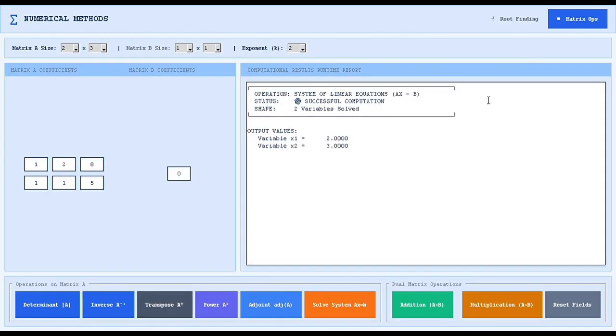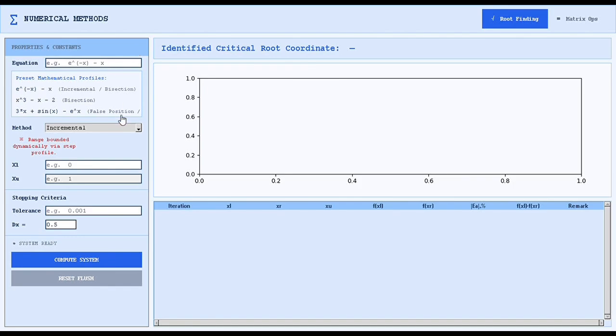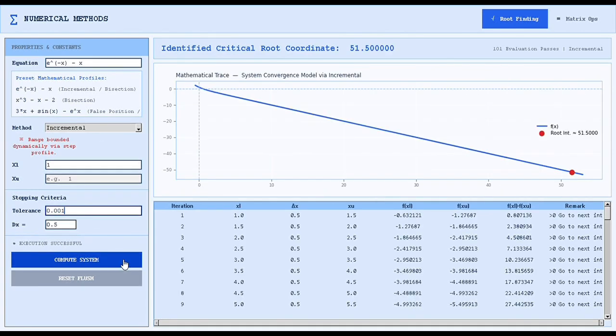First, 5 root finding algorithms tested with linear and binomial equations. Second, a scalable matrix module capable of complex dual operations and system solving. Third, a modern responsive UI designed with computer engineering principles in mind. This modular design ensures the application is accurate, stable, and ready for future expansion into more complex numerical analysis.